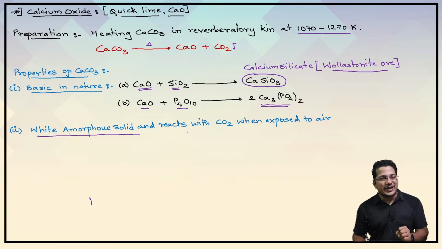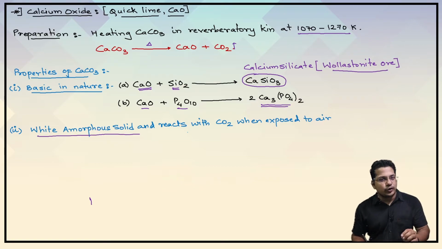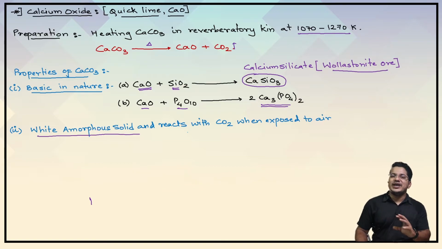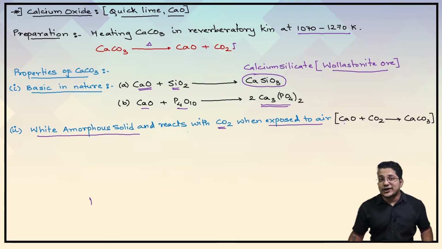Then amorphous का meaning है कि ये एक finely divided powder form में मिलेगा. ये solid होता है definitely, but it is not a very hard solid, it is a soft solid. Further, it reacts with carbon dioxide when it is exposed to air. और ये reaction क्या होगा? तो calcium oxide reacting with carbon dioxide giving you calcium carbonate CaCO3.